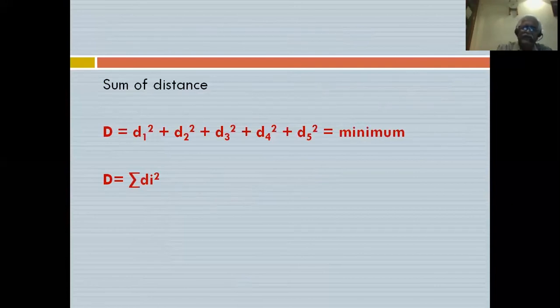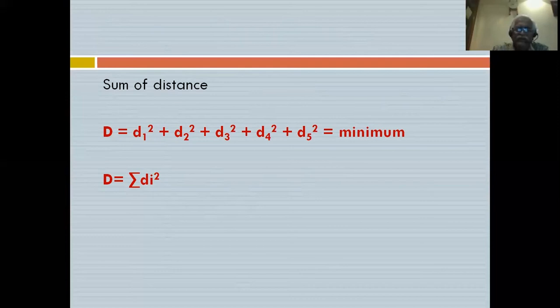Now, D is the sum of the distances. Distance means the points D1, D2, D3 from the line. For the sum of the distances, we make a square because the position of D2 is the negative of the slope. So negative and positive have to be all positive. That's why we are squaring it. That is a trick of mathematics.